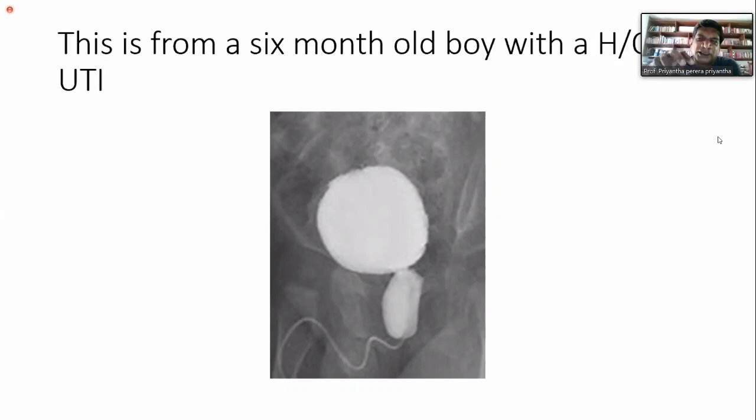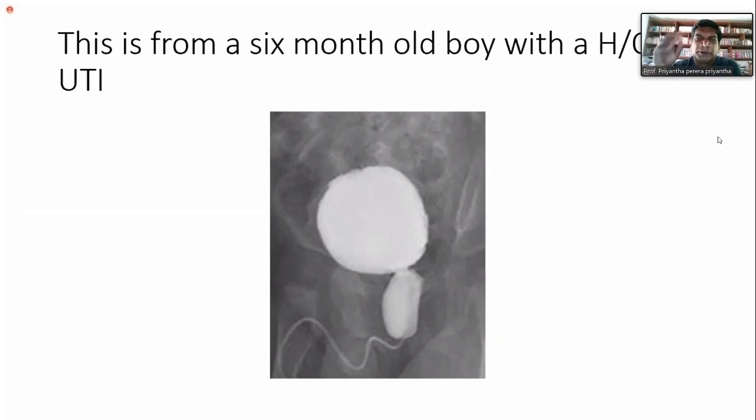Right? Out of the 4 X-rays, the most important one is the micturating film. That's the one where we commonly see the abnormalities. But why do you take a full bladder film? To look at any bladder abnormalities and peripheral abnormalities, filling defects and things like that. And why do you take a post-micturating film?